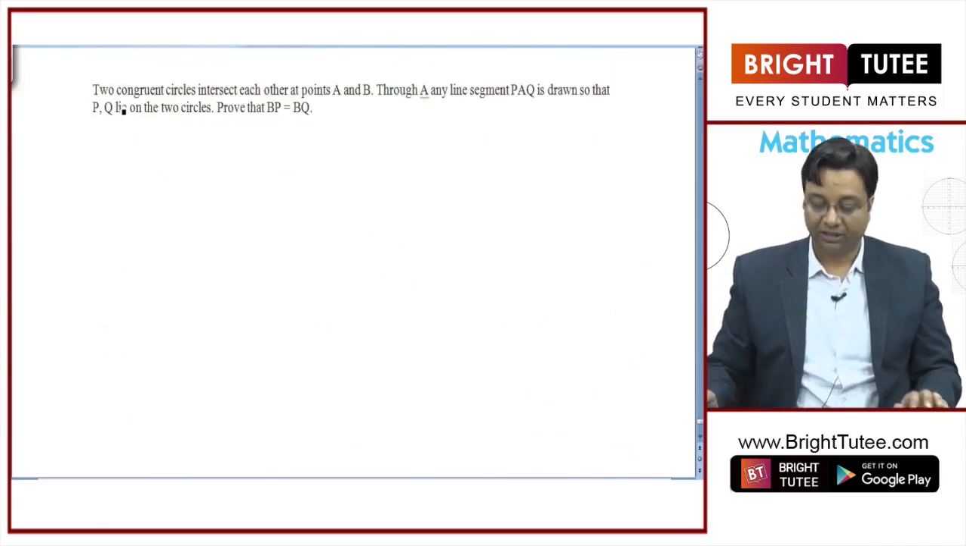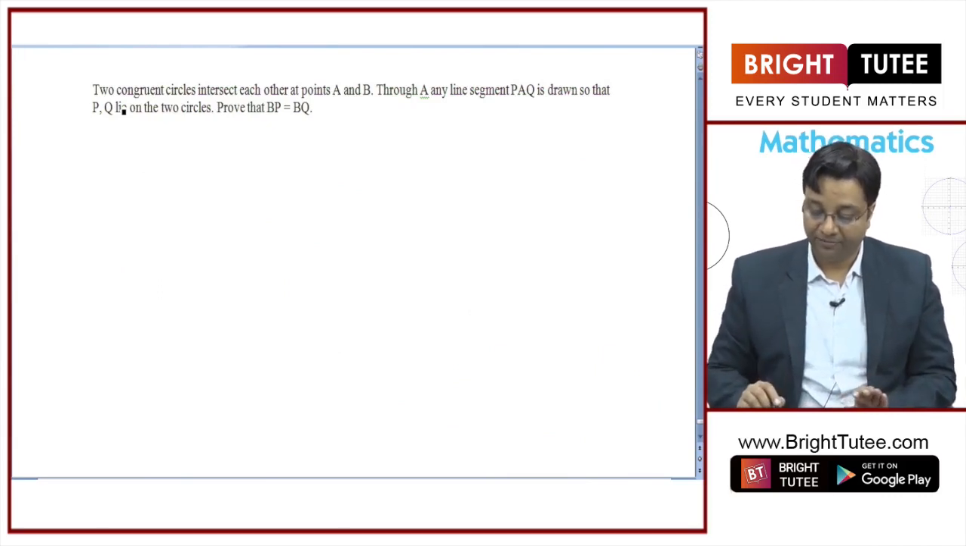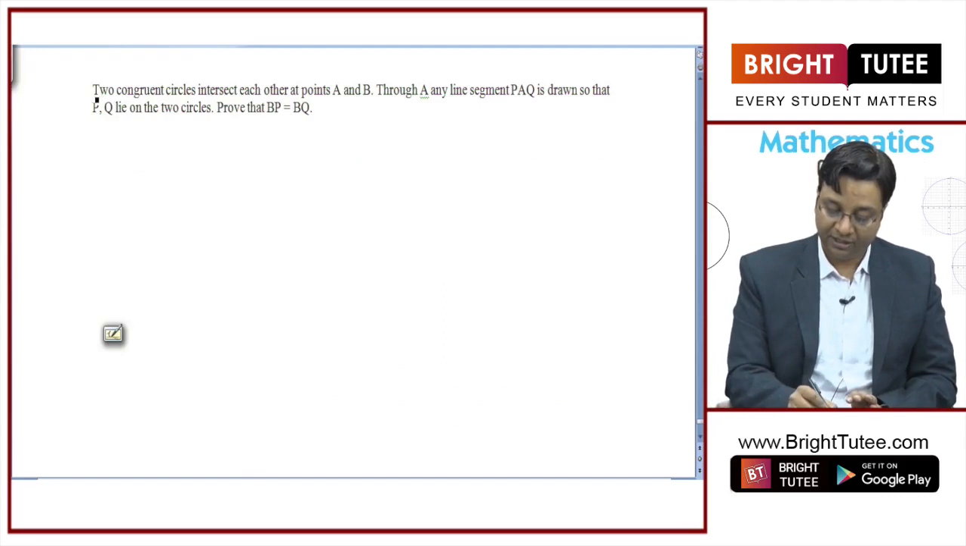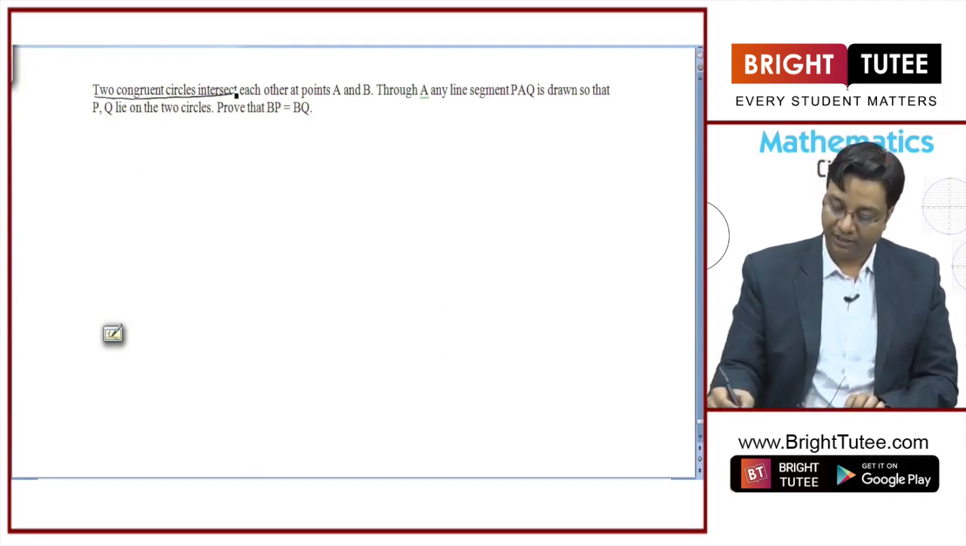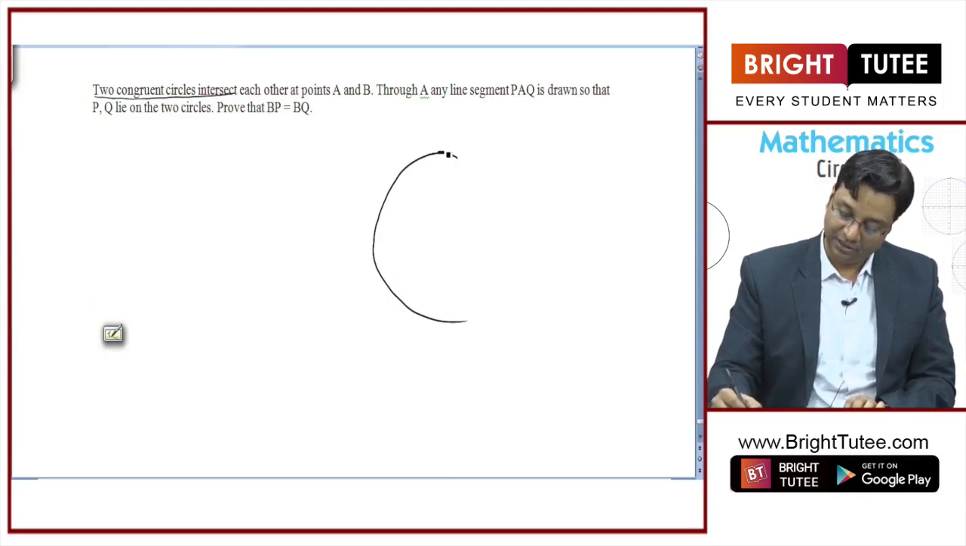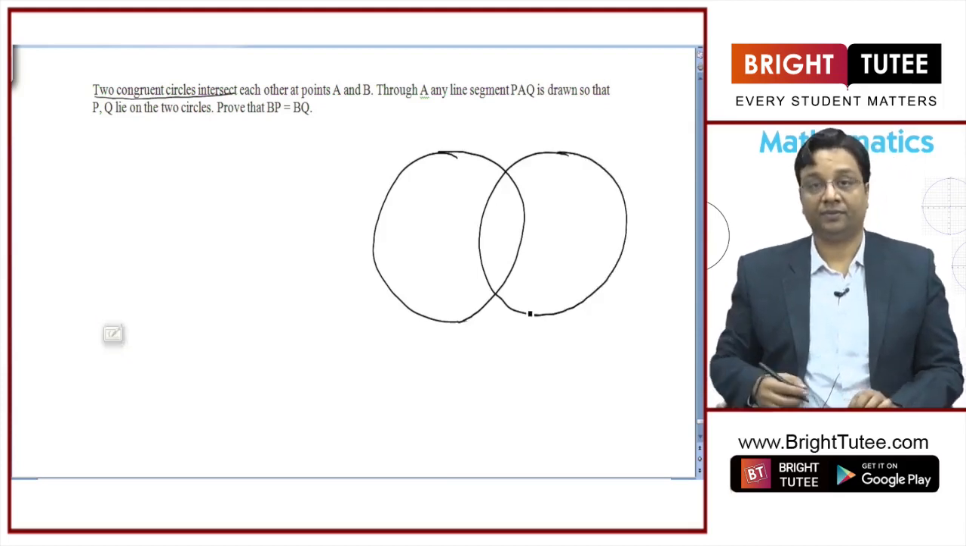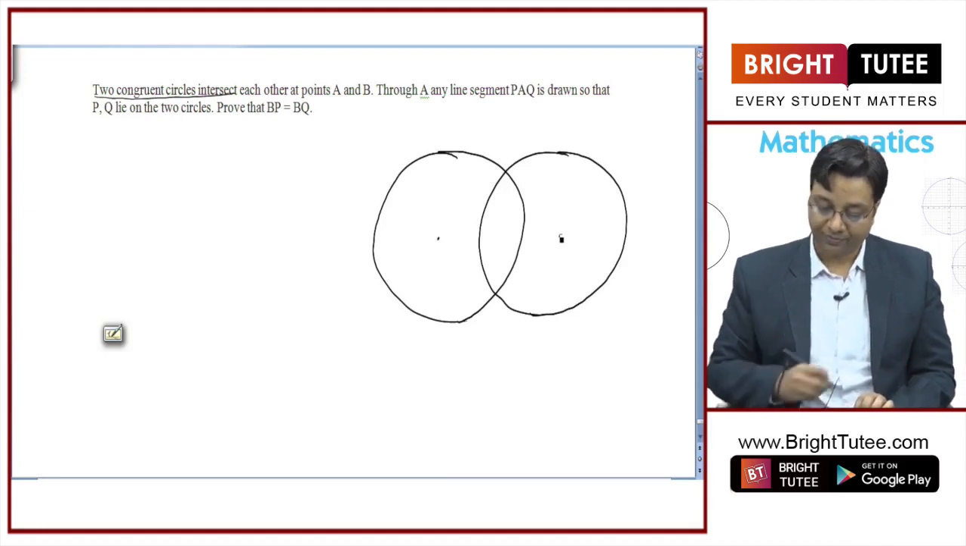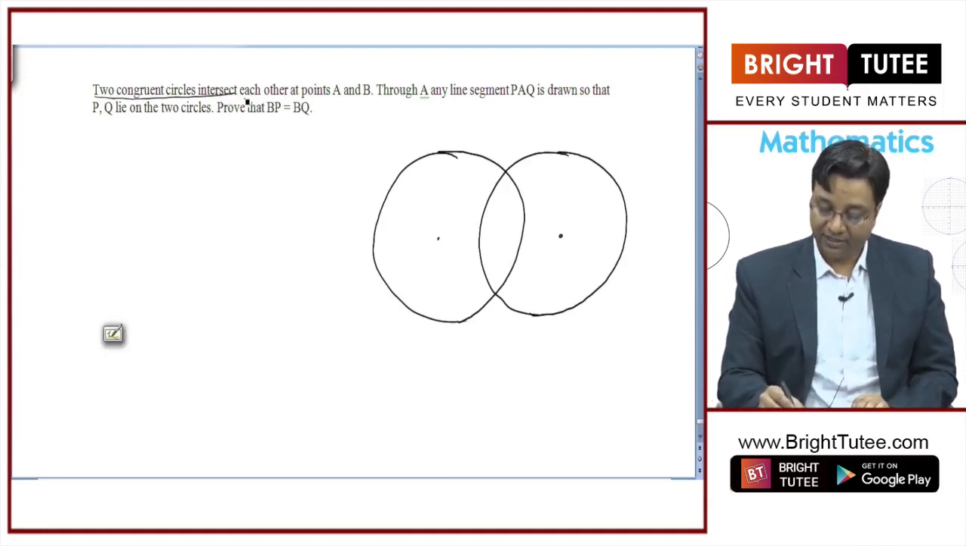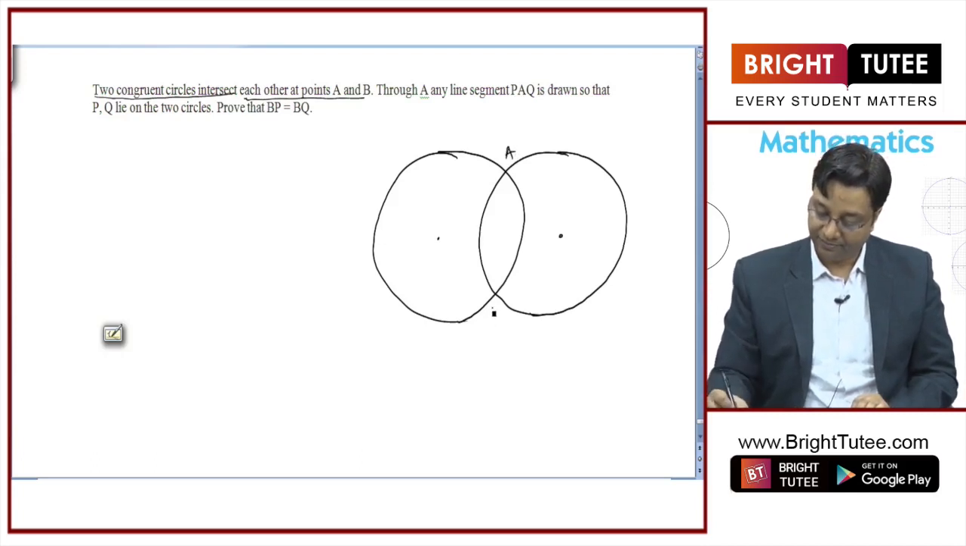Two congruent circles intersect each other at points A and B. Through A, any line segment PAQ is drawn so that P and Q lie on the two circles. Now these are two congruent circles. Congruent circles means circles of the same radii. Their radii are equal. So these are two congruent circles and these intersect each other at A and B. Through A, any line segment PAQ is drawn so that P and Q lie on the two circles.